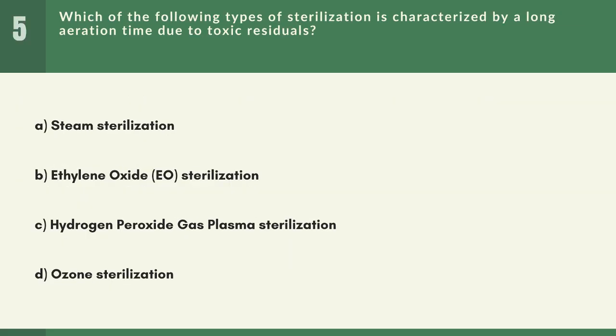Question 5. Which of the following types of sterilization is characterized by a long aeration time due to toxic residuals? A. Steam sterilization. B. Ethylene oxide, EO, sterilization. C. Hydrogen peroxide gas plasma sterilization. D. Ozone sterilization.